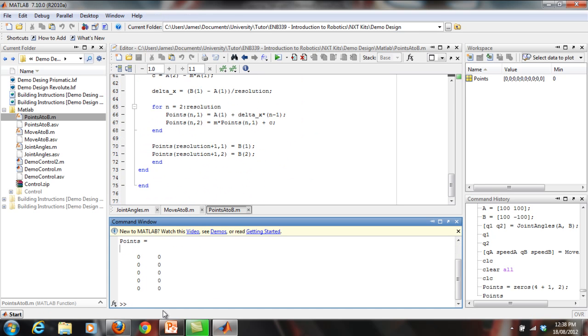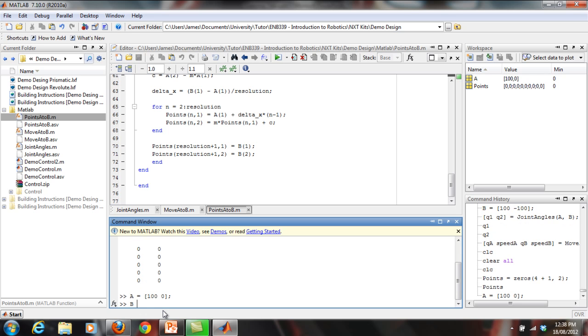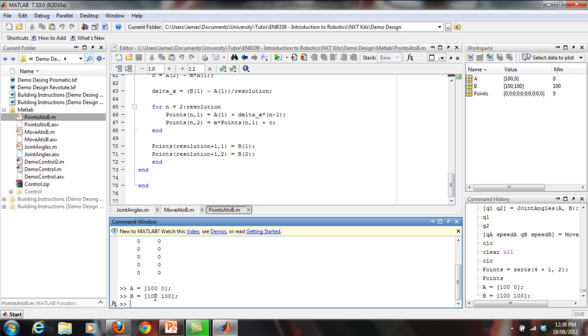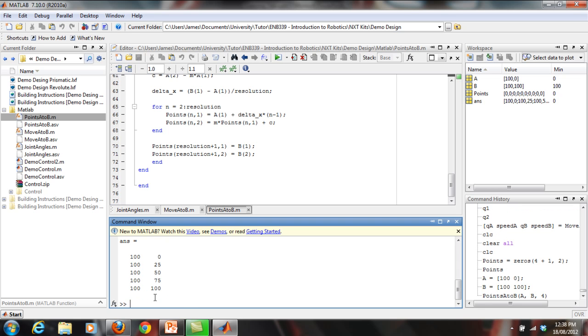To give you a bit of an example of what it is, let's say a equals 100, 0, and b equals 100, 100. So you notice that they've got the same x coordinate, so it should be a vertical line. And so if we then call points A to B, A, B, let's say resolution of 4, because otherwise it'll give us recurring decimals.